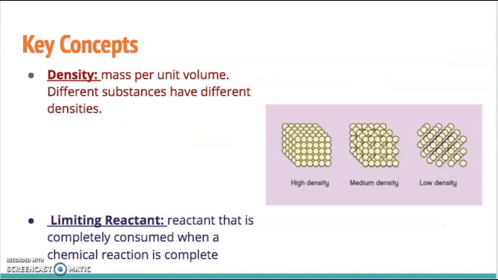So some key concepts for this lab were density and the limiting reactant. Density is just the mass per unit volume, and different substances have different densities. One that has a high density will have a lot of mass in a given volume, and one that has a low density will have less mass in a given volume.